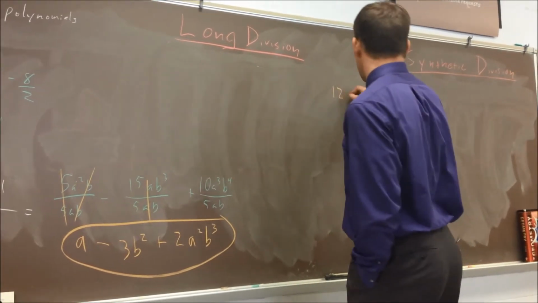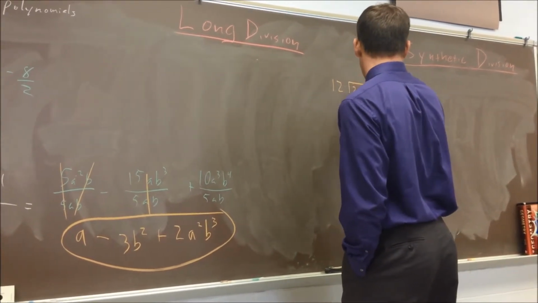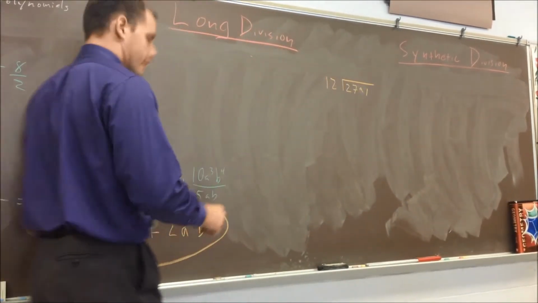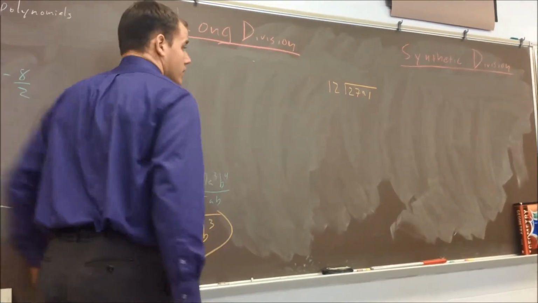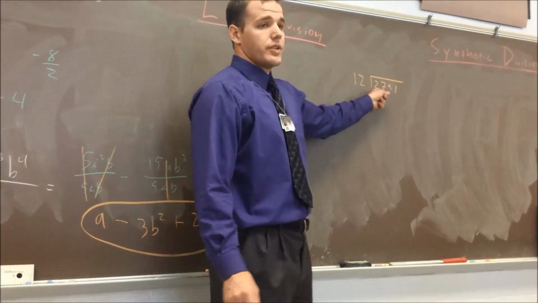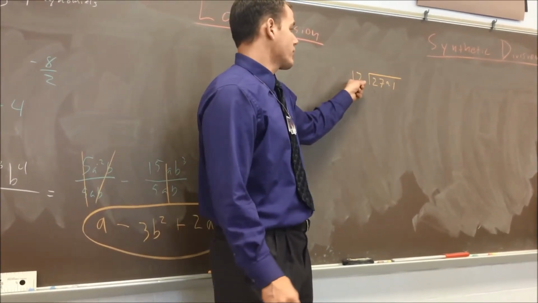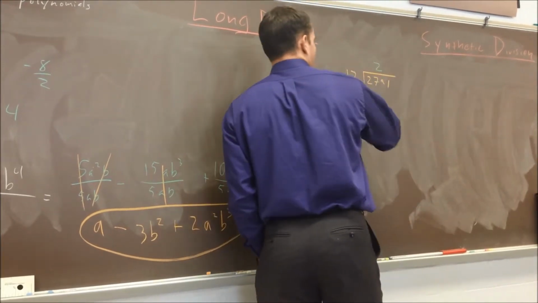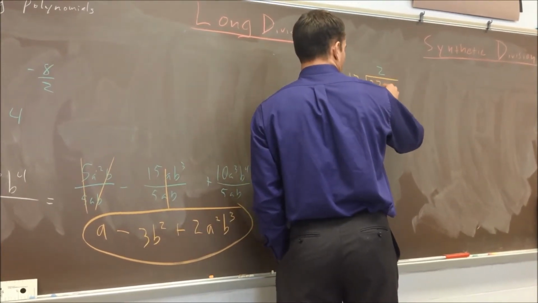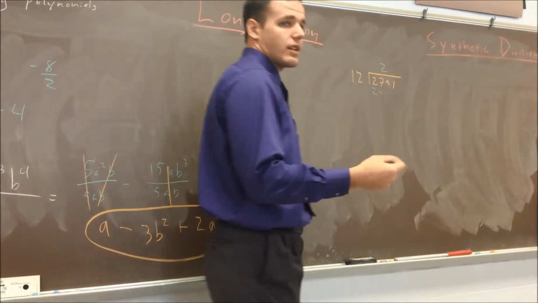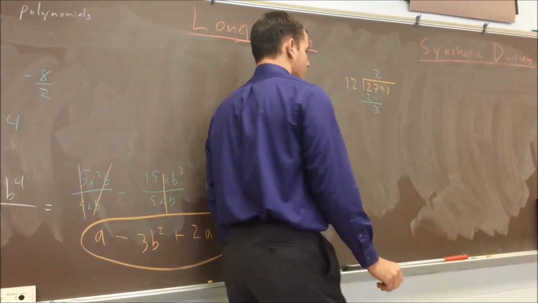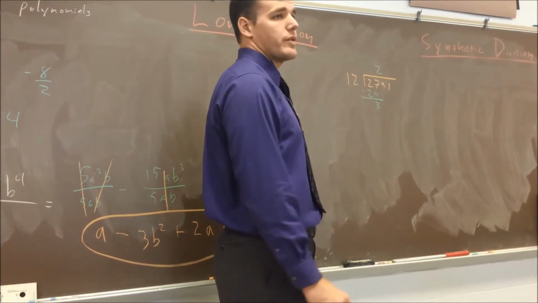To do this problem, 2,791 divided by 12. So first thing we're going to do here is, well, can 12 go into 2? No. Can 12 go into 27? Yes. So we take 2 times 12 gives us 24, right? Because that gets us the closest. We subtract and we get 3. What do we do next?